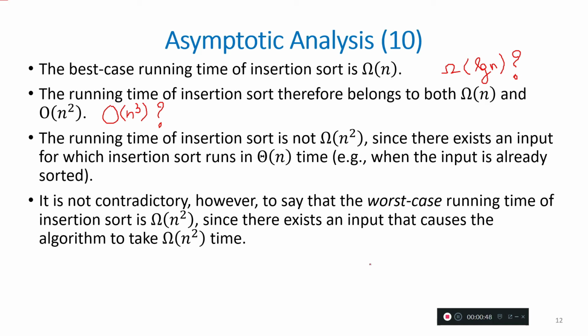However, we cannot say that the running time of the insertion sort belongs to omega n square, because there exists some input for which this algorithm runs in theta n, and that is when the input is already sorted. Also, we cannot say that the worst case running time of the insertion sort is omega of n square, because there exists some input for which it actually causes the algorithm to take n square amount of time and some input that causes the algorithm to take n amount of time.